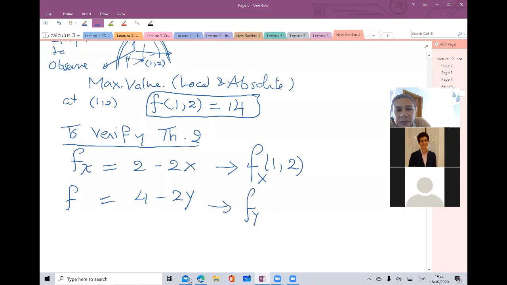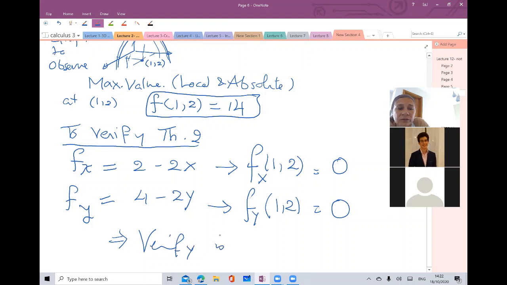This is the difference here. When I want to verify something, I plug the point into this equation. But when I plugged it in, what do I find? 2 minus 2, which is a 0. And here it will also be 4 minus 4, which will be a 0. So yes, it is verified. So I verified that theorem 2 is verified.